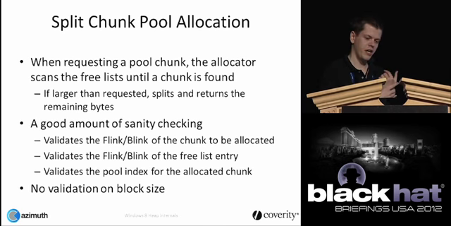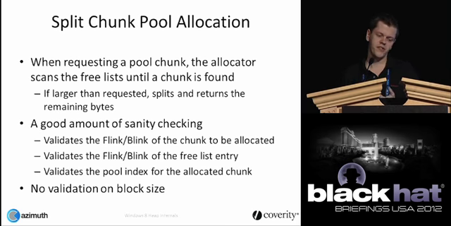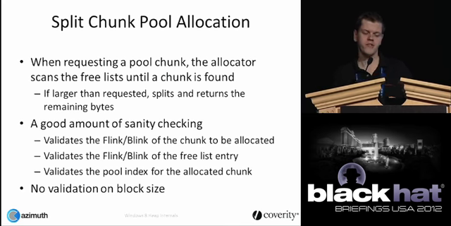The next part is about split chunk pool allocations. I think I mentioned this briefly, but when you allocate something, it will scan these free lists until it finds something of a suitable size. So it starts at the block size that you request, and if that list is empty, it will continue to the next block size, et cetera. And when you get a chunk, it will notice that it's larger than the one you requested, so it will split the chunk and return the fragment back to the allocator. And it uses the block size to do the splitting.